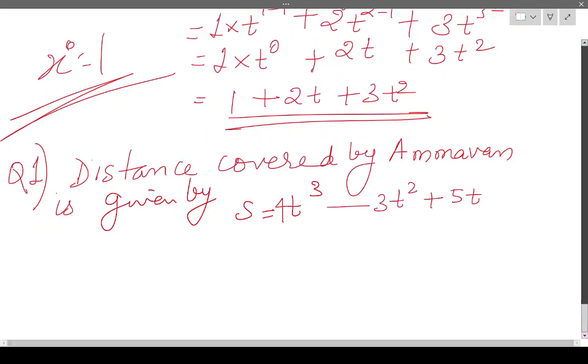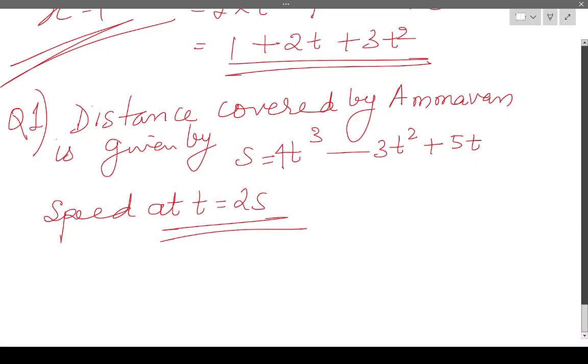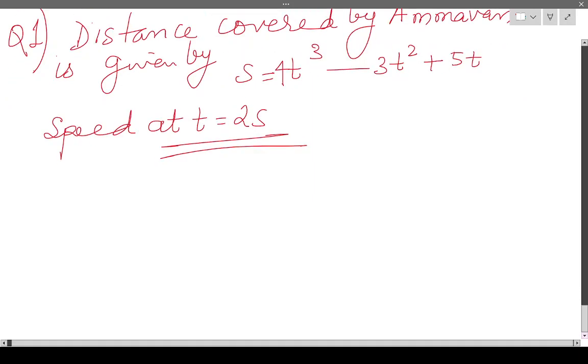Now the question is, find the speed at t is equal to 2 seconds. When they ask for the speed at 2 seconds, what exactly are they trying to ask? They are asking for the speed at a particular instant, which is 2 seconds. They are not asking what the instantaneous speed is, but you should understand that they are asking for the instantaneous speed. Pause this video, try by yourself, and then come back. Let us try to answer this.